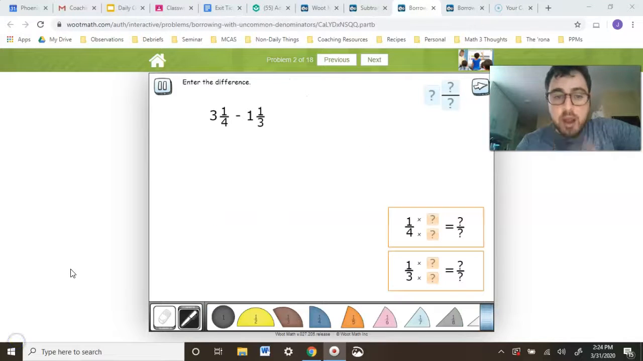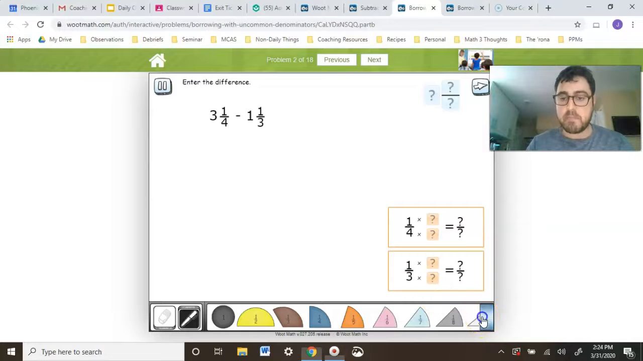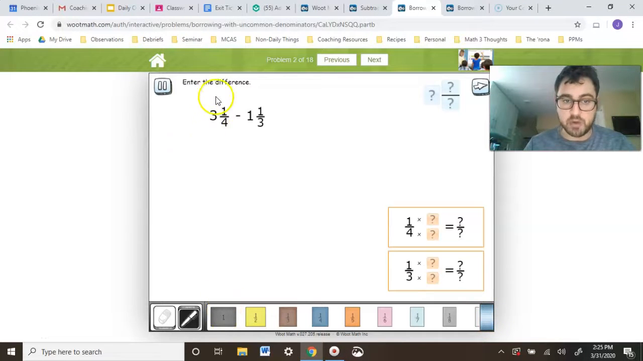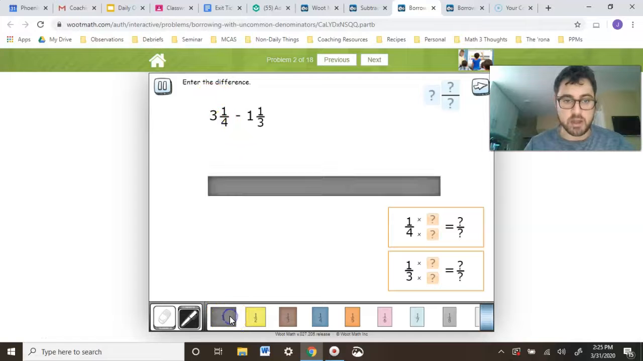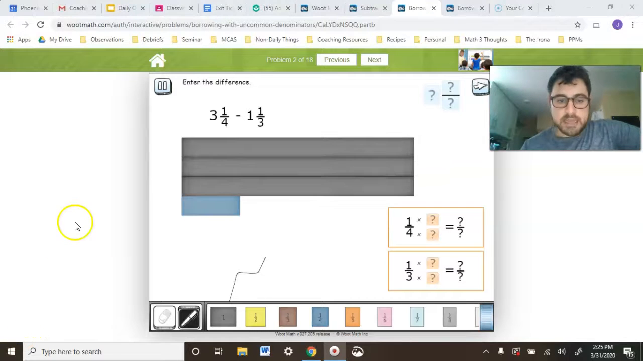Excellent. I want to try another value, which is 3 1/4 minus 1 1/3. I'm going to just really quickly make this fraction the same way. So I'm going to start off by creating my starting fraction. 1, 2, 3. Oh my goodness, so many of these. 1, 2. Now, I know with 3 1/4, I now need to subtract 1 1/3.